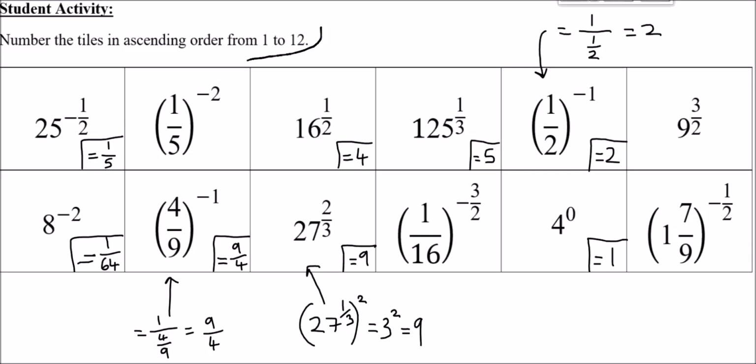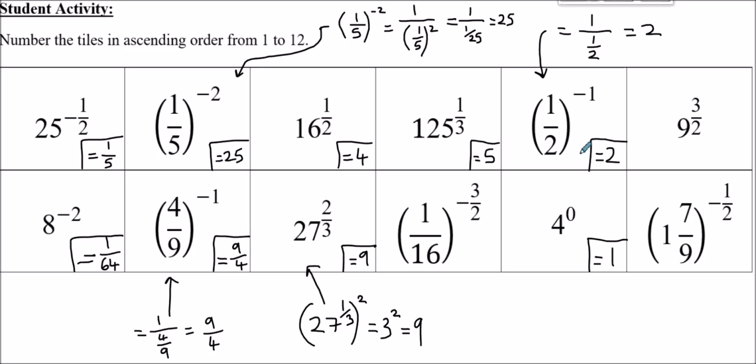Let's have a look at this one here at the top. 1 over 5 to the power minus 2. Well, that's going to be the same thing as 1 over 1/5 squared. Now, 1/5 squared is the same as 1 squared, which is 1, and 5 squared, which is 25. So that's 1 over 1/25, which is going to be 25. So this one here is 25.